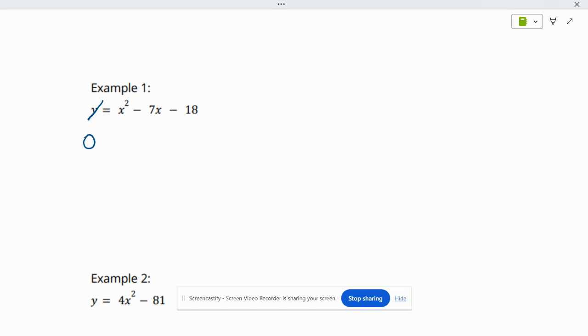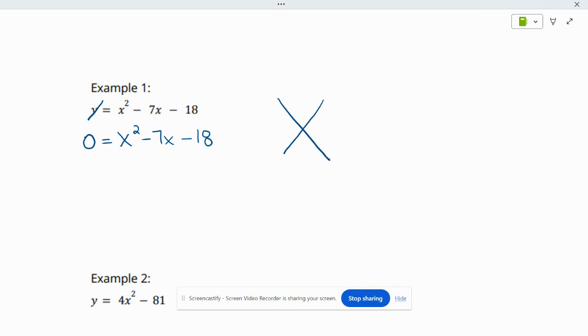Well, because we're looking for the solution, which is the same thing as the x-intercept or the root or the 0, and that's where we cross the x-axis. And the only time you cross the x-axis is when y equals 0. That's why we set it equal to 0. Okay? So we have 0 equals x squared minus 7x minus 18.